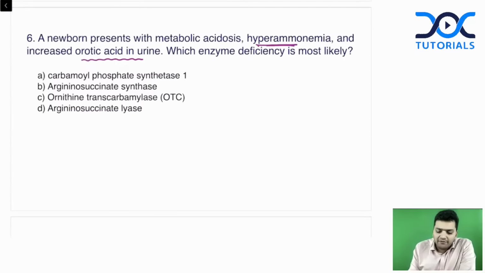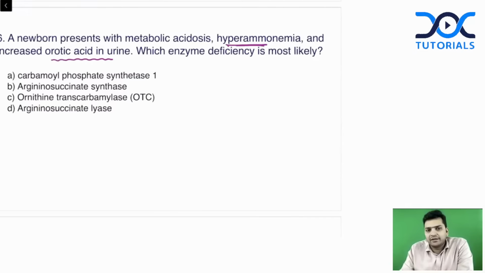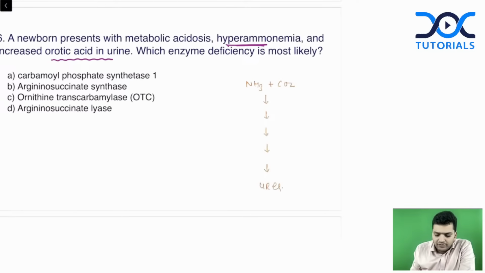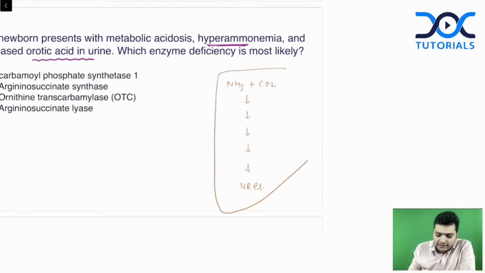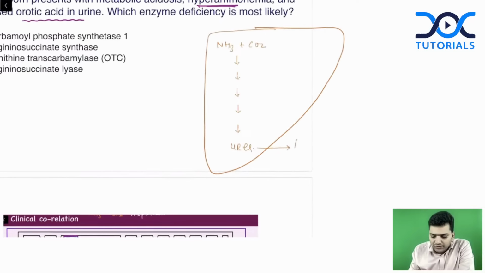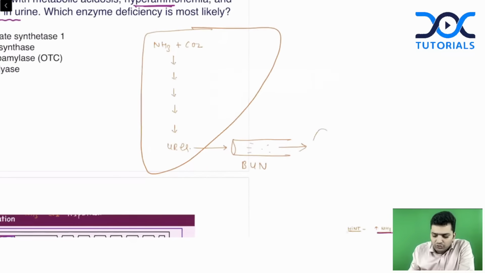See, what we have discussed in the urea cycle is how the urea cycle works. The ammonia and carbon dioxide meet together and go through a total of 5 reactions, and ultimately we generate the urea. This is what we have discussed in the urea cycle, and that is happening in the liver. Then this urea comes into the blood. When the urea comes into the blood, that is called the blood urea nitrogen, BUN, and this urea then goes to the kidney, is filtered out, and goes out of the body in the urine.